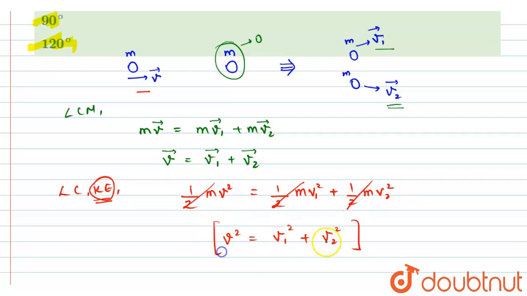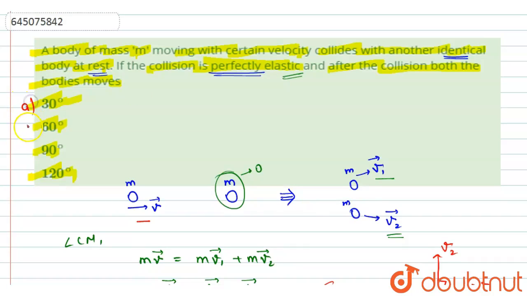From here it is quite clear that they are following the Pythagoras theorem. If we have v1 and v2 and the resultant is v, then the resultant square is equal to the sum of the squares of v1 and v2. That means the v1 and v2 velocities must be at an angle of 90 degrees to satisfy these two equations. So from the given options a, b, c and d, option C will be the correct answer. After collision both the bodies will move at an angle of 90 degrees with each other.